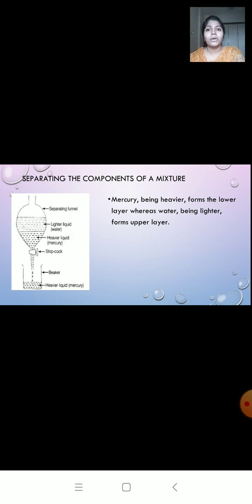Now we have learnt about a liquid, carbon disulfide, in this chapter only. Even that carbon disulfide is heavier than water. Chloroform, you must have heard about chloroform. Chloroform is heavier than water. So if you take a mixture of chloroform and water, what will happen? Chloroform will form the lower layer and water will form the upper layer.